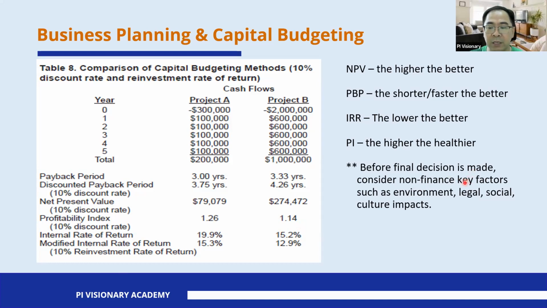Consider non-finance factors. Just now we discussed environment, legal, and culture impact. We say environmental is pollution. We say legal: the production director proposed to buy this machine from China. Hey, is this legal, or do you have the license to operate this machine in Malaysia or not?